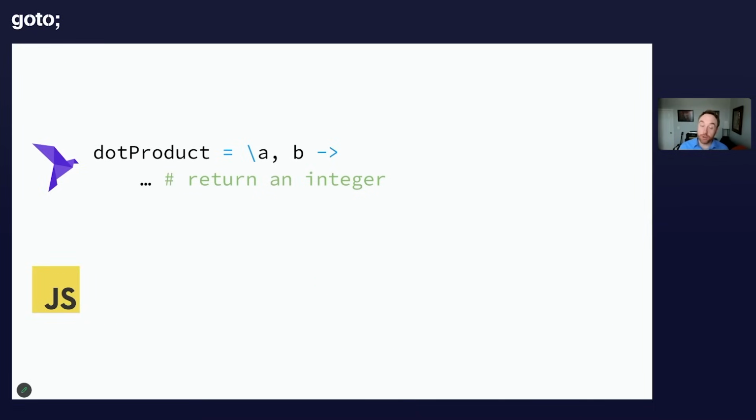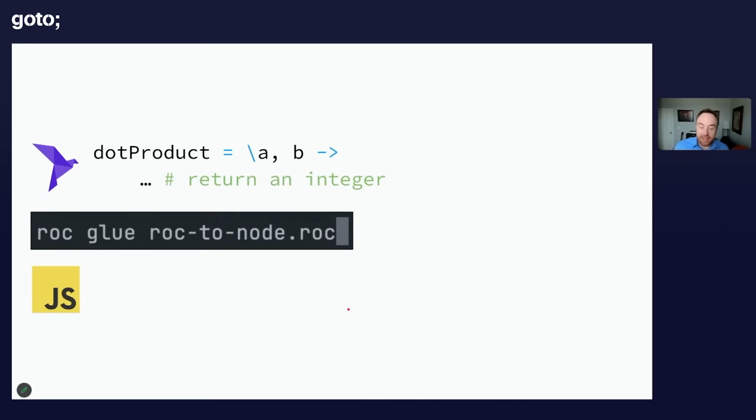Cool. Now, a language where you do actually need to use some sort of intermediary is JavaScript, as we've seen. So let's say that instead of saying roc glue roc to Rust, I want to say roc glue roc to Node. And somebody has written, that somebody's probably going to be me, let's be honest, a way to convert between Roc code and JavaScript code, like Node.js code.